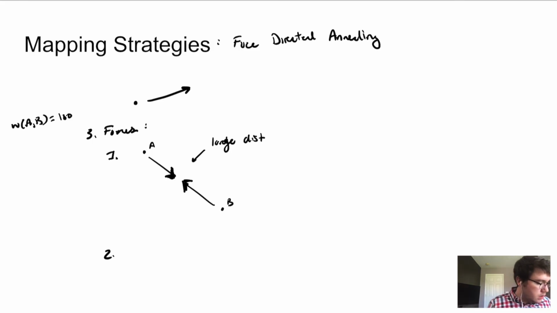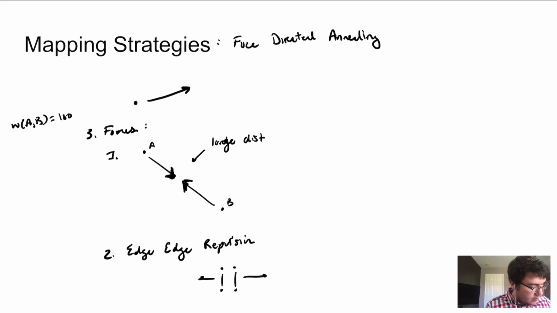Okay, the second is edge-edge repulsion. And so this is to account for that edge density issue. And so if I have two edges that are like this, then there would be a force that pushes these qubits away from each other to make sure that those edges don't necessarily have to intersect or cause congestion.